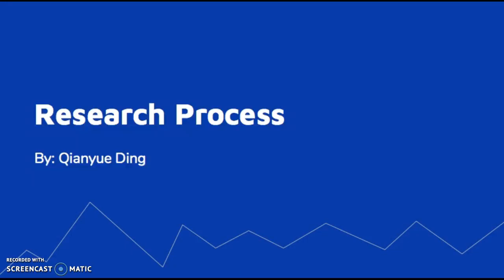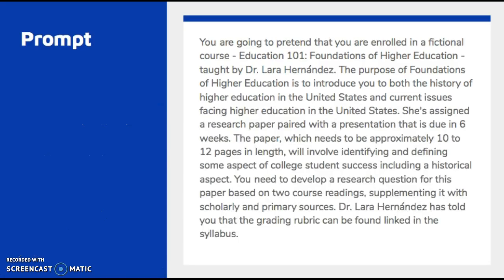Today I'm going to use a prompt as an example to demonstrate the process of research. The prompt says that the research paper needs to be approximately 10 to 12 pages in length and involves identifying and defining some aspect of college student success, including a historical aspect. It asks the students to develop a research question and supplement it with scholarly and primary sources.